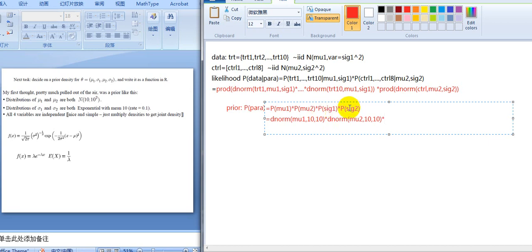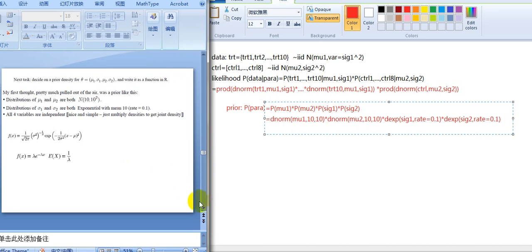And then next, sigma 1, sigma 2, they are exponential, right? So dexp, where I put sigma 1, rate is 0.1. That's the value for lambda. Then sigma 2, rate is 0.1. Okay, so this is the R code for the prior of our case.